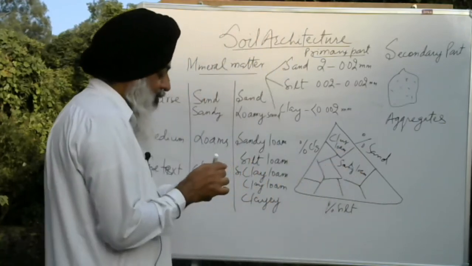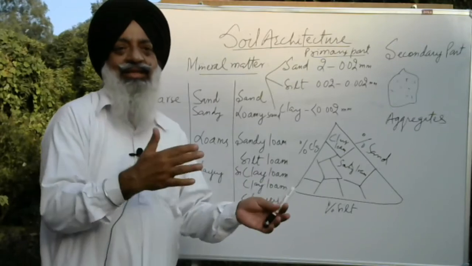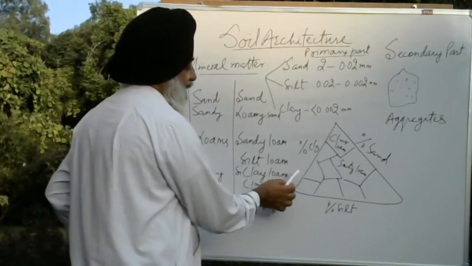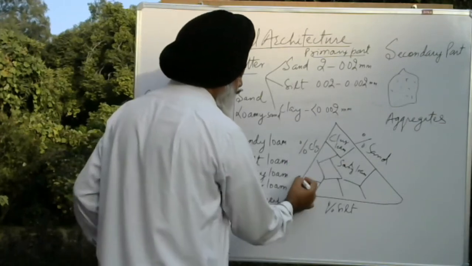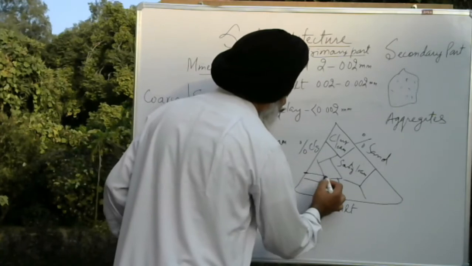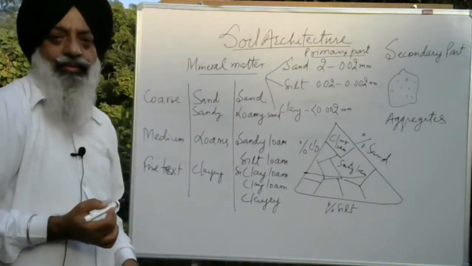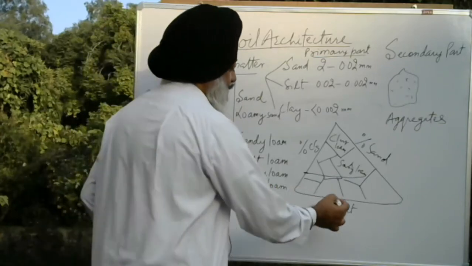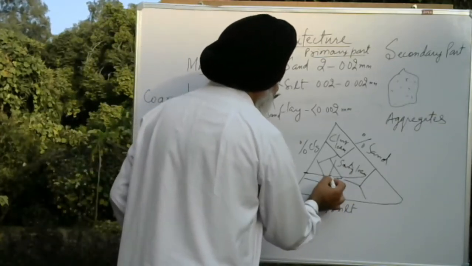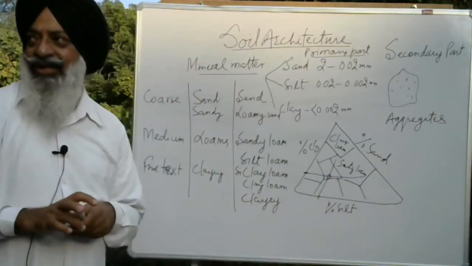So what you have to do, out of the 3 particles you can take any 2: sand silt, silt clay, or clay sand, and then locate, for example, say you have clay particles, locate the clay percentage over here, move towards right side, horizontal, parallel to the silt line, then you have percent silt, you locate percent silt, move upwards, and where these 2 lines cross, that gives us the texture of the soil.